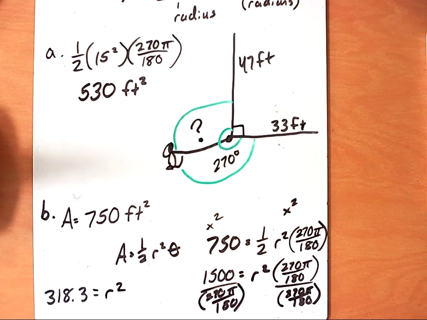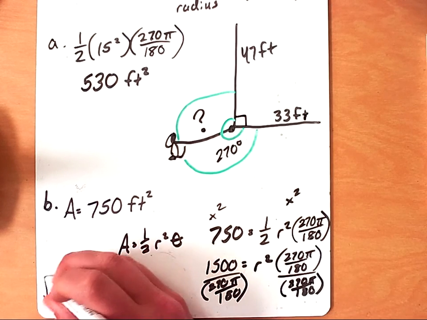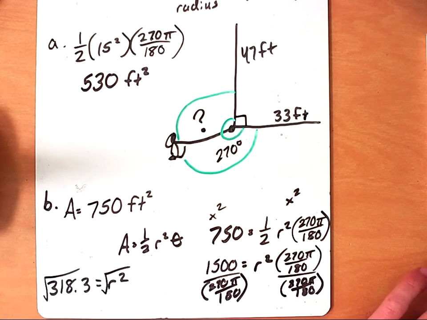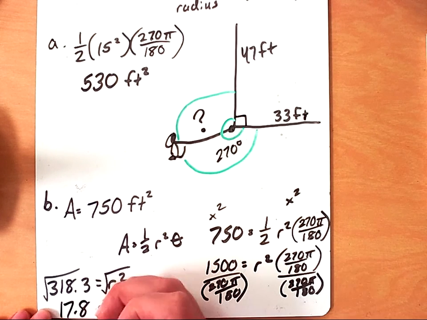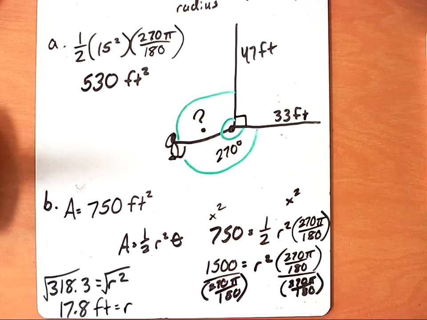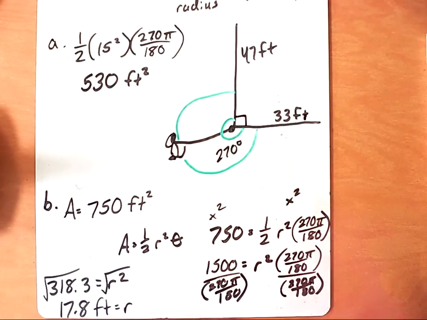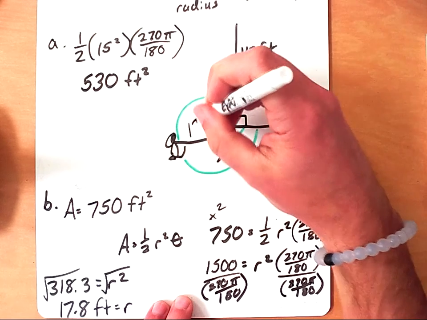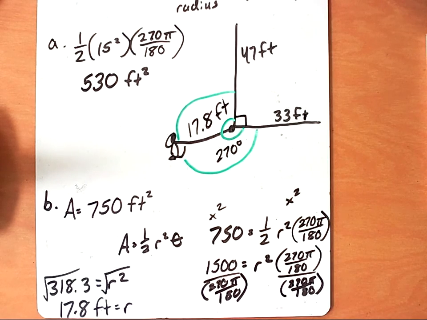So if we want to find out the radius, we just need to take the square root of both sides. And so once you take the square root of the answer, you'll get that the dog's leash would need to be 17.8 feet in order for him to have 750 square feet to play in. 17.8 feet. So there you go.